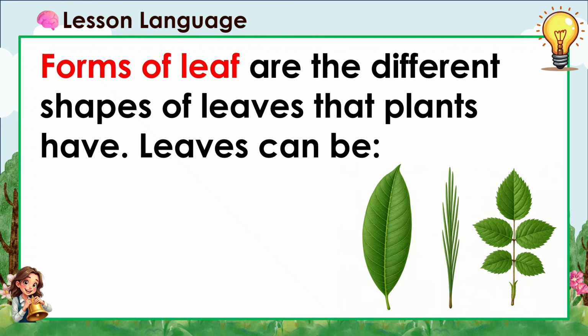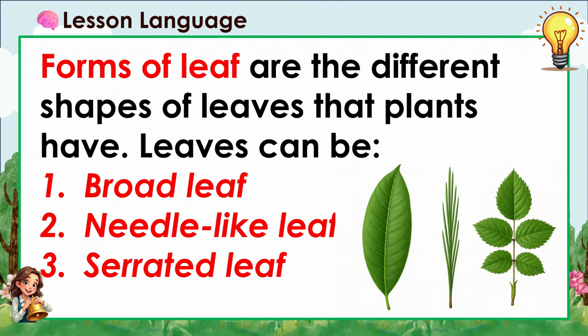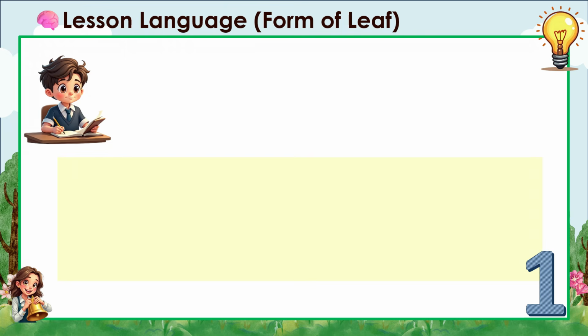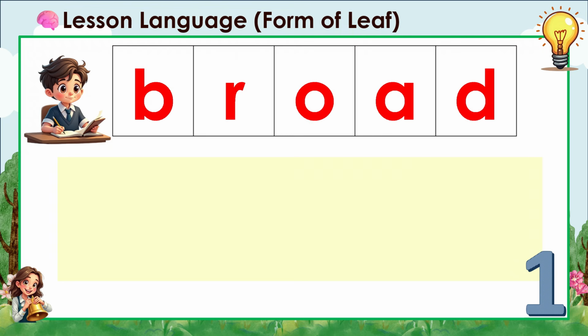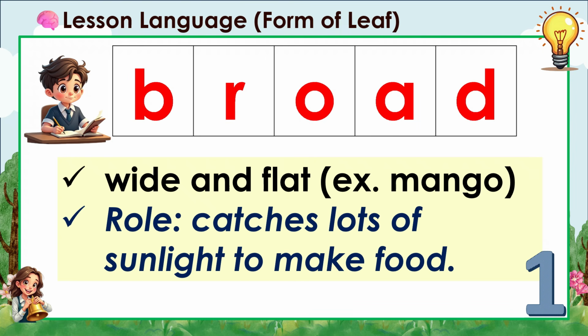Form of leaf are the different shapes of leaves that plants have. Leaves can be broad leaf, needle-like leaf, serrated leaf. First form of leaf is broad. Broad, B-R-O-A-D, broad. It is wide and flat. Example is a mango leaf. Role, it catches lots of sunlight to make food.